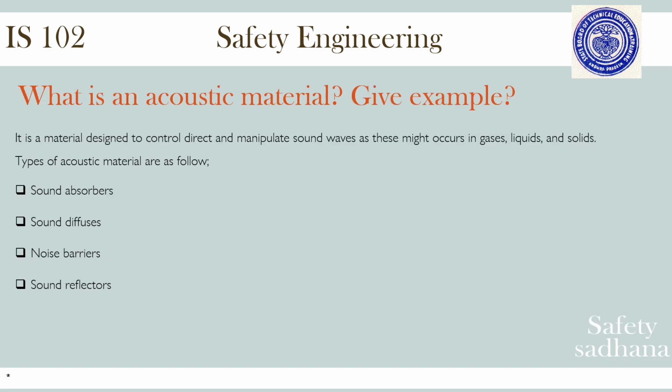What is an acoustic material? Give example. It is a material designed to control, direct and manipulate sound waves as these might occur in gases, liquids, and solids. Types of acoustic material are as follows: sound absorbers, sound diffusers, noise barriers, sound reflectors.